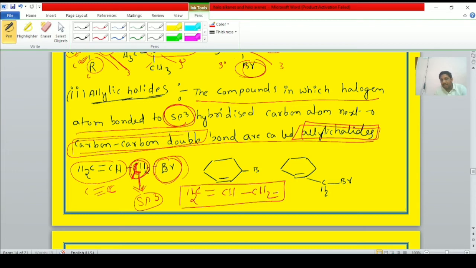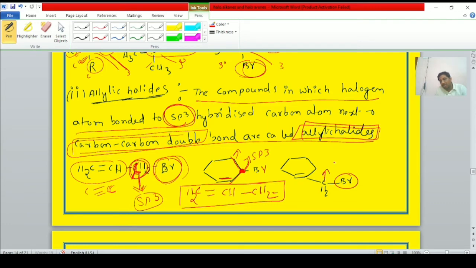Here, check, this is a cyclic example. Is there any triple or double bond here? No. Hence it is an sp3 hybridized carbon. Here the carbon atom is present in bond line structure. Is there any double or triple bond? No. It is an sp3 hybridized carbon. This carbon atom is adjacent to the carbon-carbon double bond. Hence it is also an allylic halide.